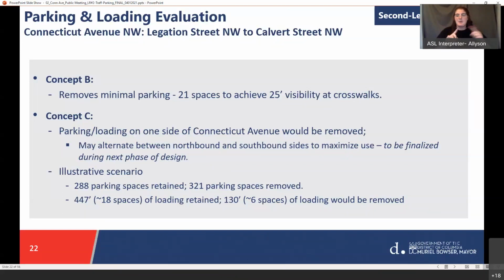The results of the concept C scenario are based on a detailed look at the corridor, and we're going to get into some of that on some subsequent slides, but you can see that 288 spaces would be retained, 321 would be removed. 18 loading spaces would be retained and 6 loading spaces would be removed. Next slide, please.